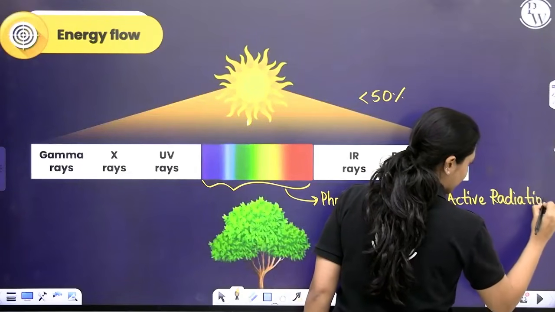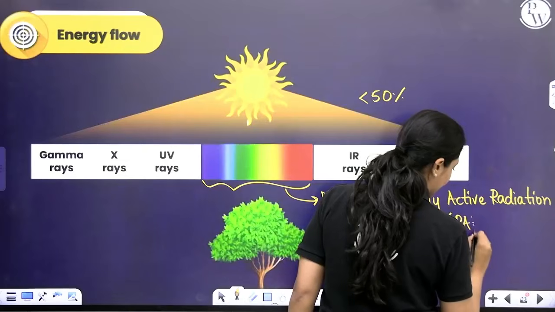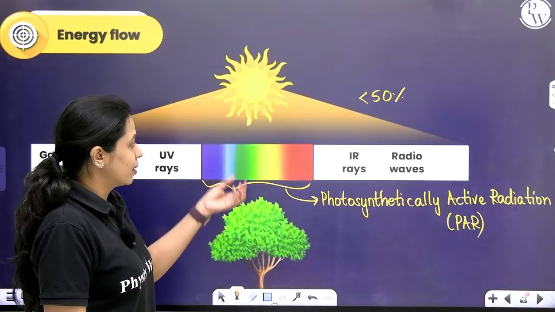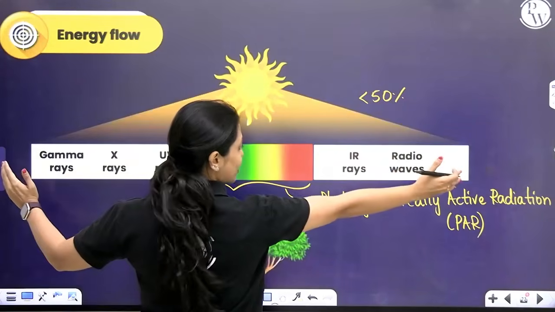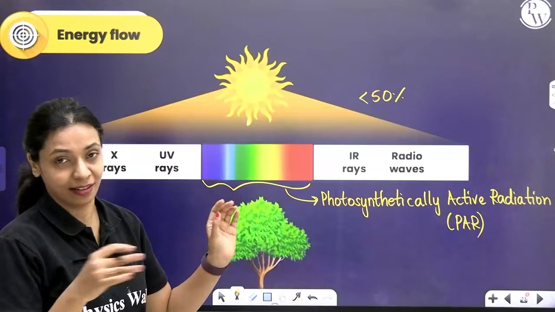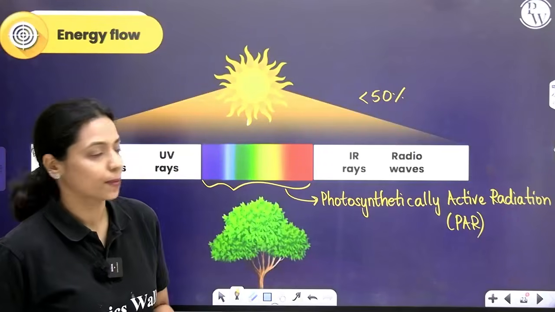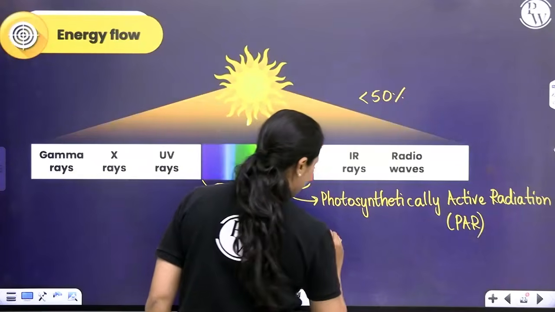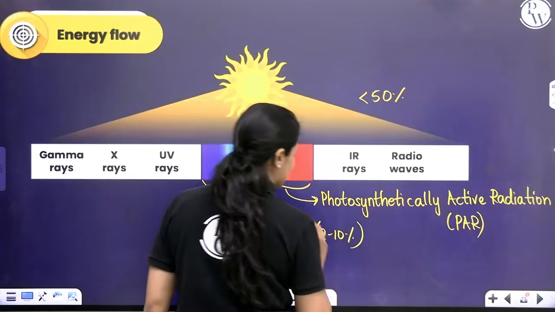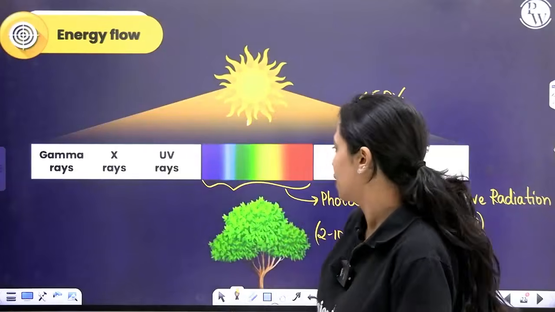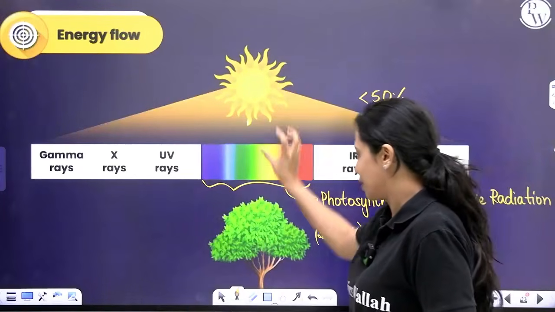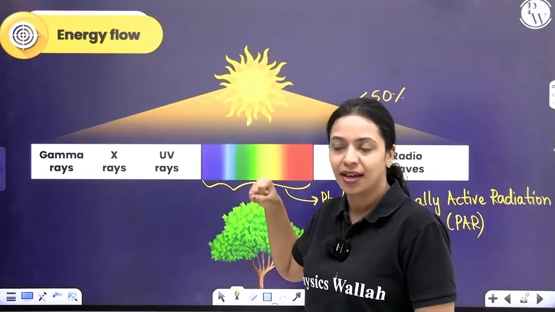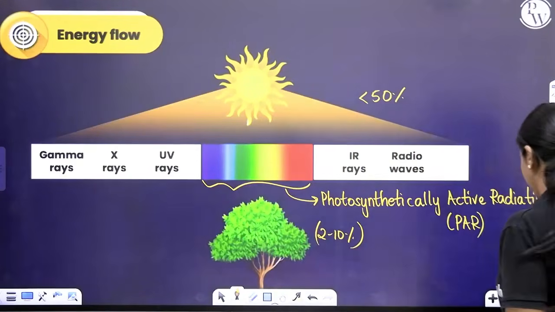In short, it is called PAR. Alright? Now, this PAR is less than 50% of the whole electromagnetic radiation that reaches the earth. All of this is not utilized by plants. Again, roughly 2 to 10% of this is what plants absorb and perform photosynthesis. So the sun's energy is absorbed by the plants. They utilize that energy and convert it into chemical energy, synthesize glucose and also other biomolecules, right?